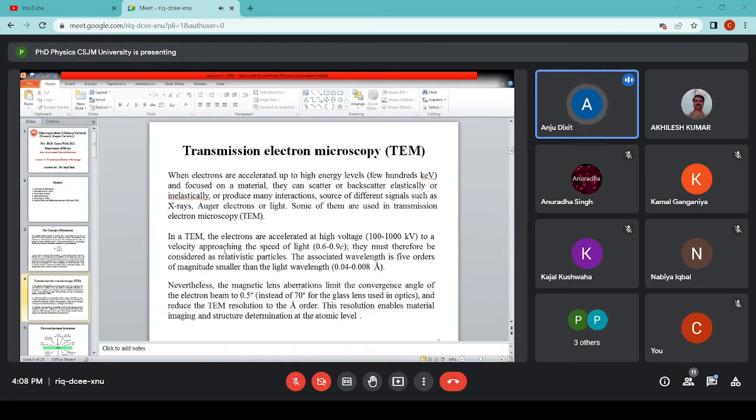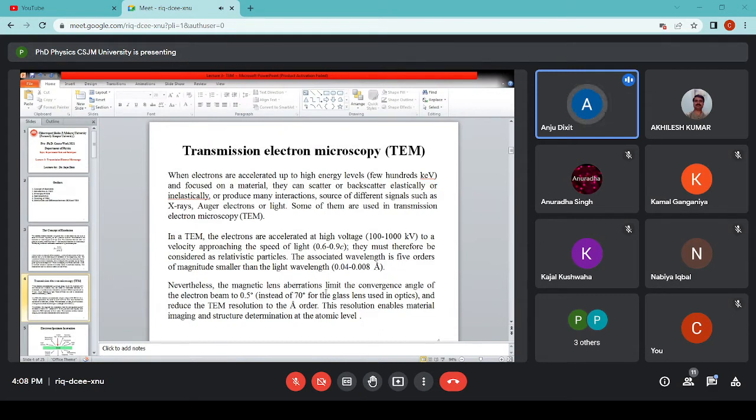In transmission electron microscopy, the electrons are accelerated at high voltage, from 100 to 1000 kilovolts, to a velocity approaching the speed of light, 0.6 to 0.9 c. They must therefore be considered as relativistic particles. So the associated wavelength is 5 orders of magnitude smaller than the light wavelength, given here in this bracket as 0.04 to 0.008 angstrom.